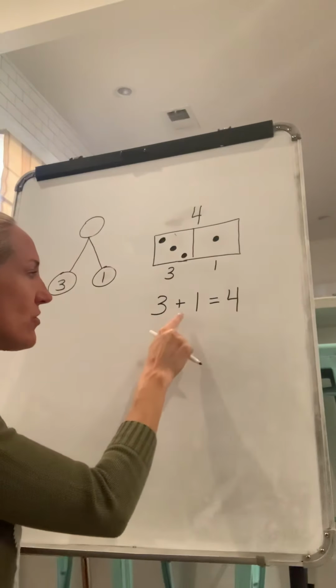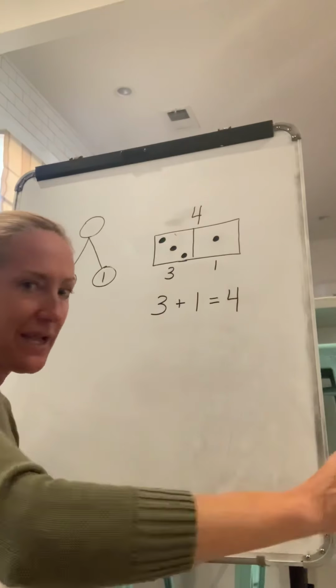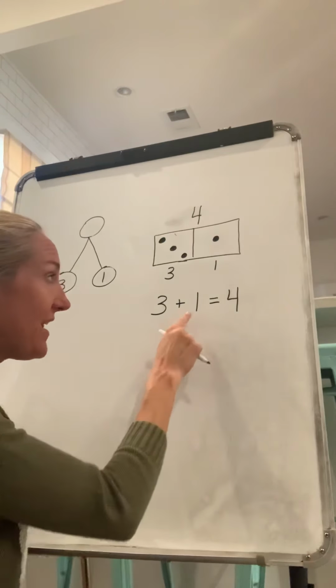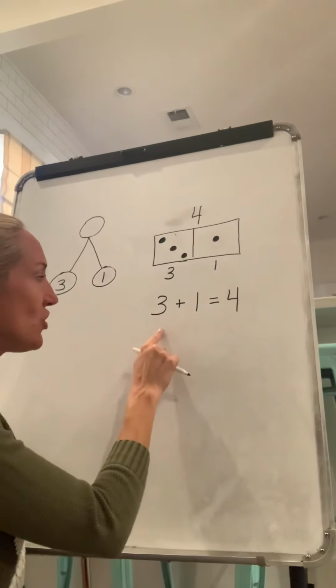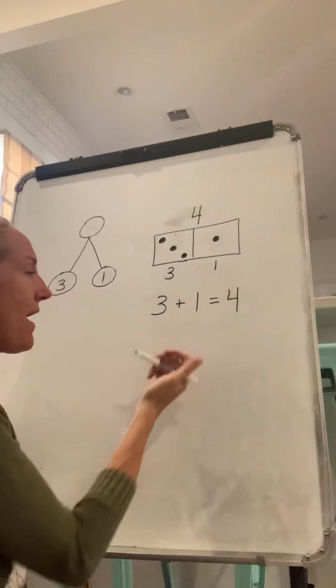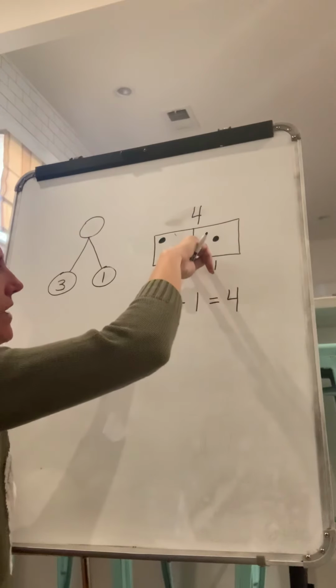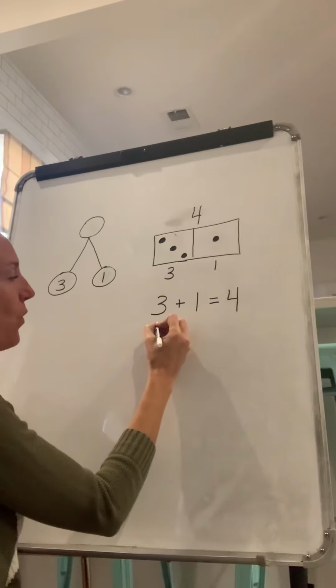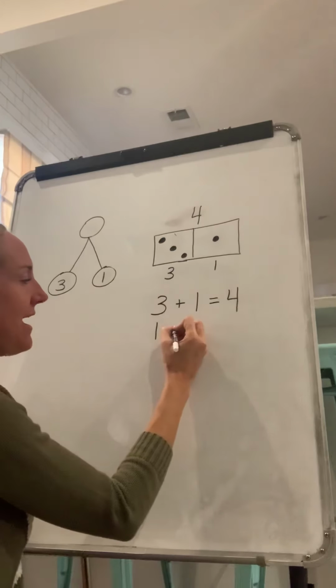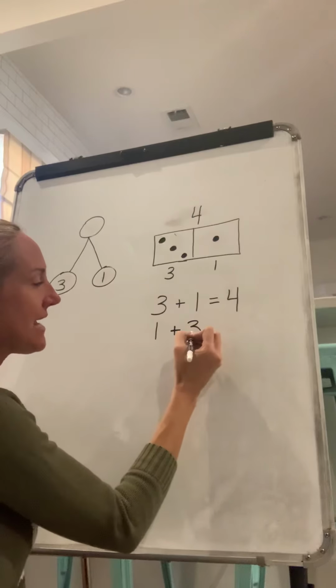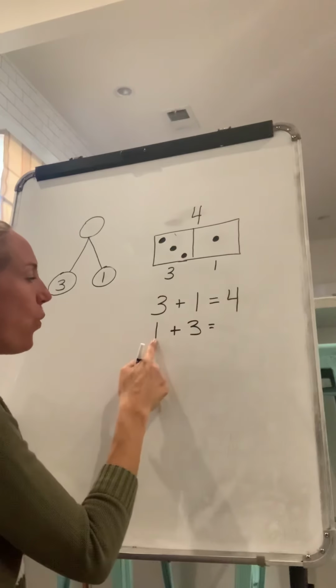Okay. Now on your whiteboard, underneath this, write down the turnaround fact. Make sure you write your numbers smaller. Don't make them so big, Mr. Lincoln, okay? We want to fit all of these numbers down. Underneath it, write down the turnaround fact. So we're going to turn the domino around. Boop. And now the 1 is going to be on this side, and the 3 is going to be on this side. What is 1 plus 3?